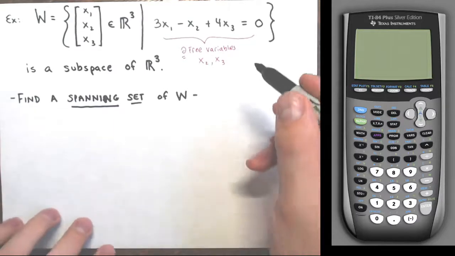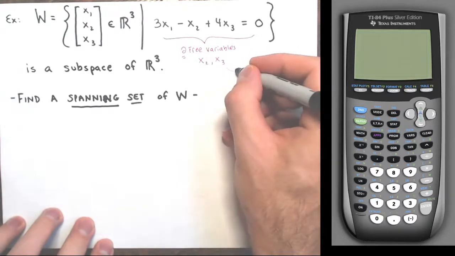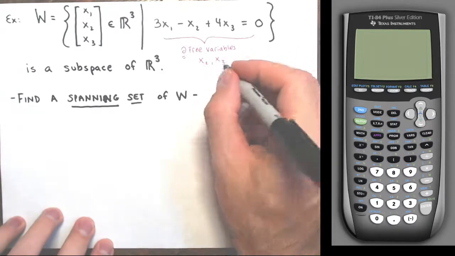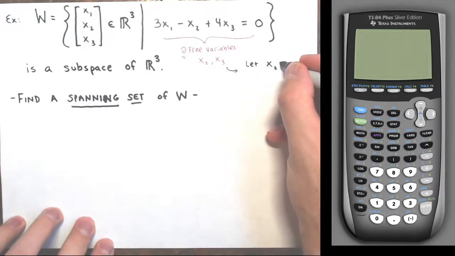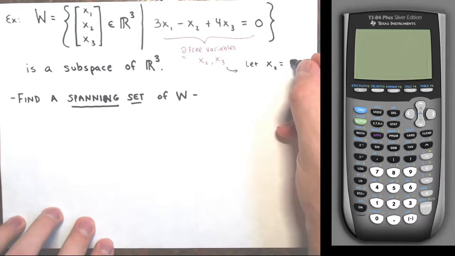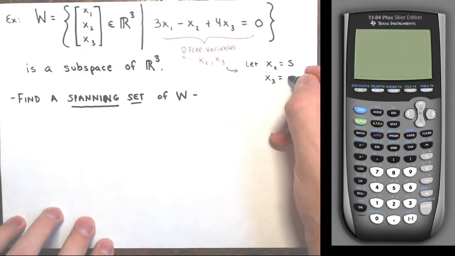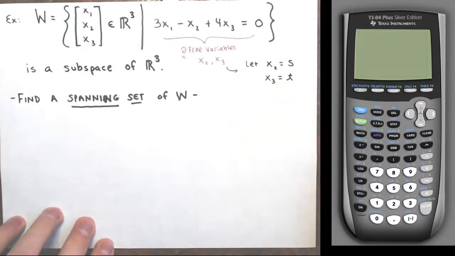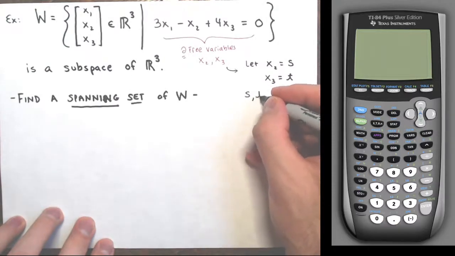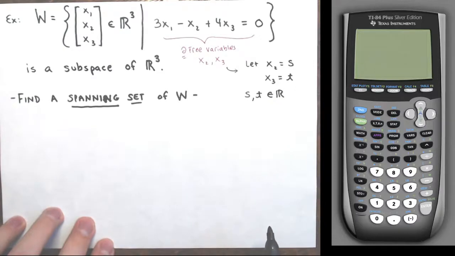I do like doing that. I don't really particularly care for leaving the variables the way they are. So for the free variables, I'm going to let x2 be the letter s, where s is any real number. And I'm going to let x3, the other free variable, be the letter t, a different letter, because they are different numbers. I can choose them to be whatever I want, where s and t are real numbers. Any real number you wish.